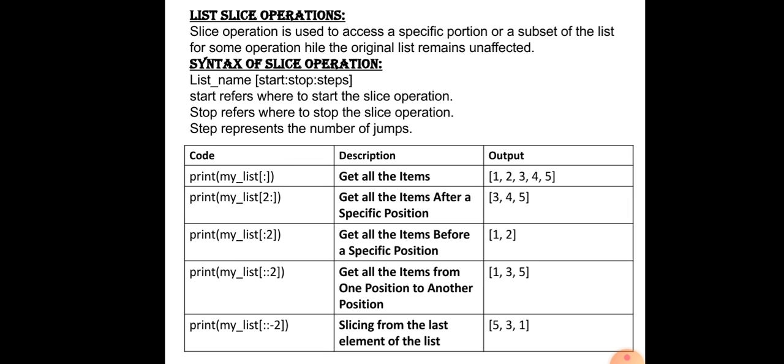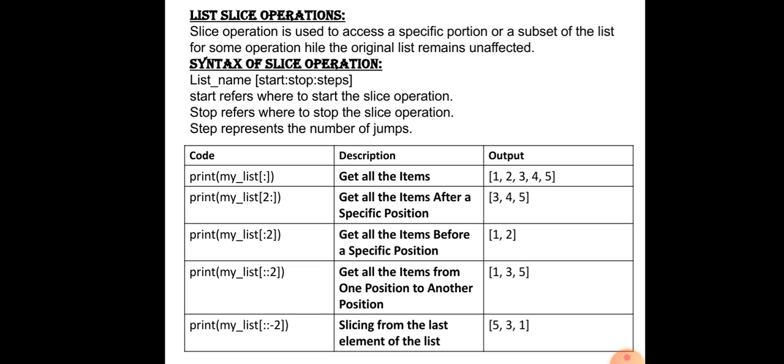And this is the slice operation. The slice operation is extracting a portion from the original list. This is creating a subset from the original set. The list slice operation syntax is list name, and we have to mention where to start the slice operation and where to stop the slice operation. And the step means the number of jumps we can carry out in the slice operation.